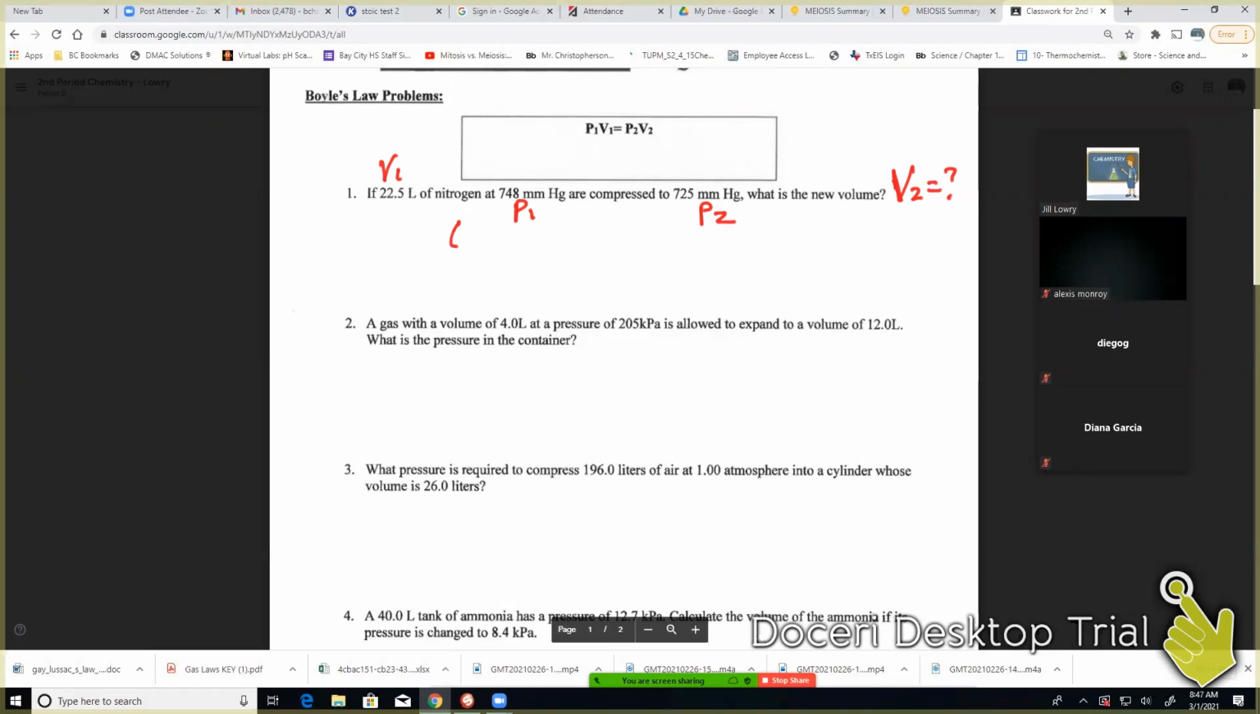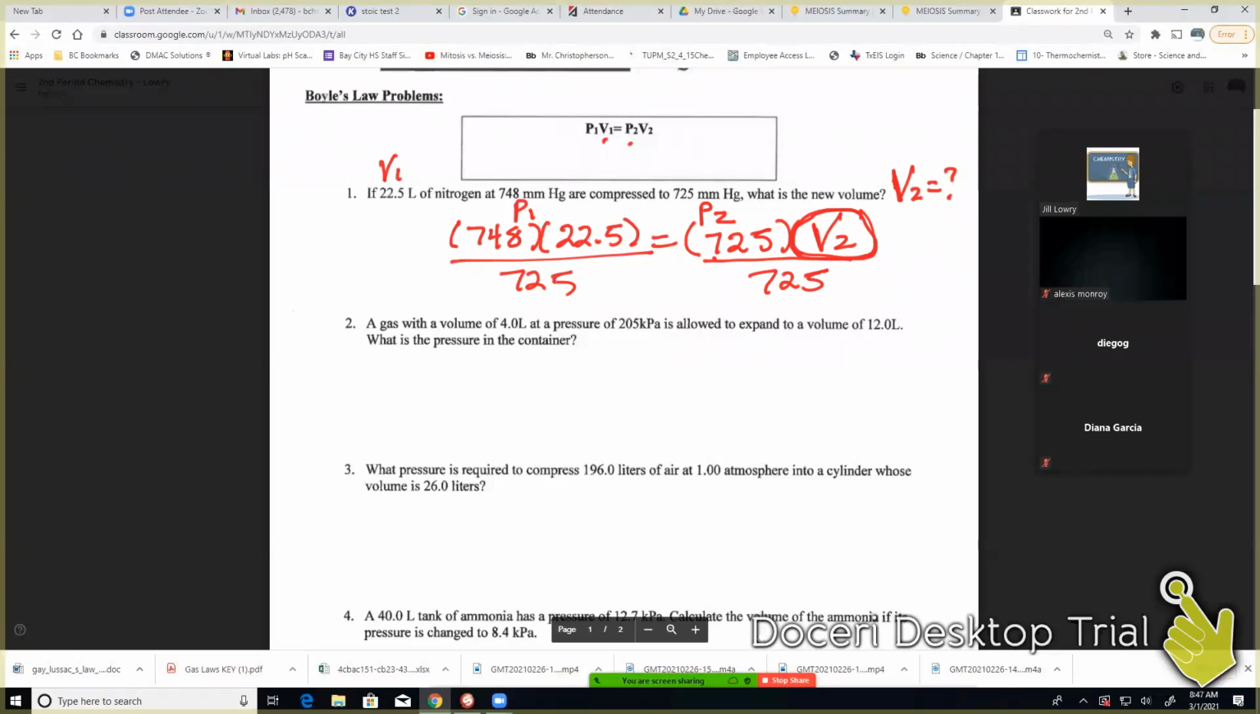So now we can just start plugging in. P1 is 748. V1 is 22.5. And set that equal to P2, 725. And V2 is my unknown. I need to get V2 by itself. So I'm going to divide each side by what? 725. That cancels, and now this is what needs to go on my calculator.